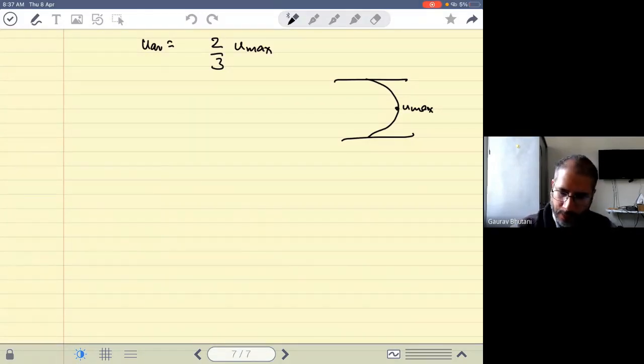All right. So that's the end of the discussion on Poiseuille flow between two parallel plates. Are there any questions on this? Okay, so we are almost done with the discussion, and I will stop here.